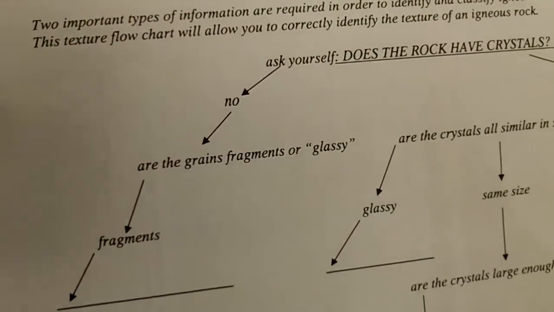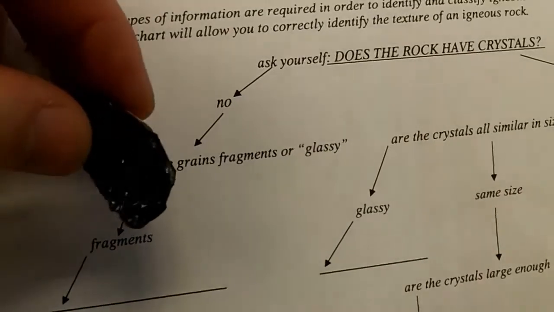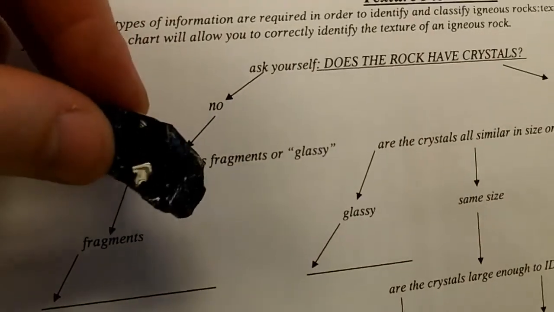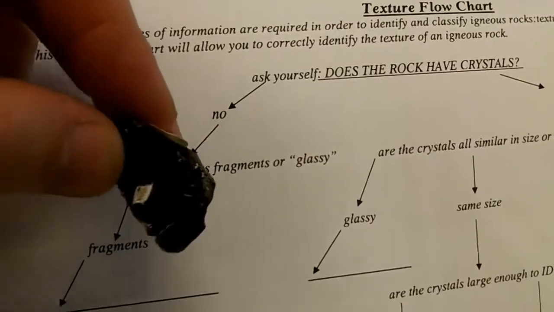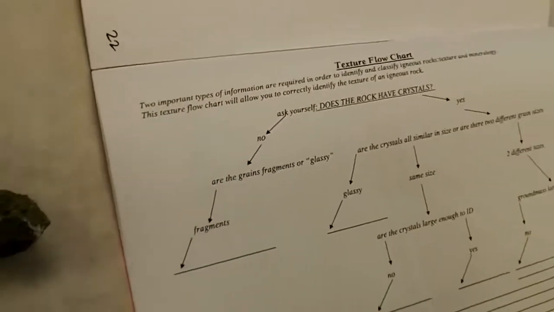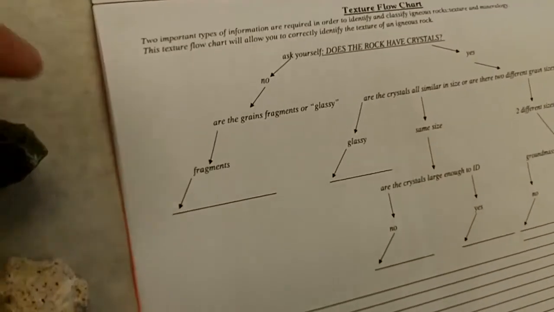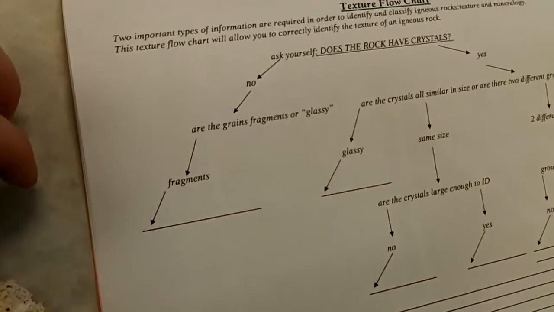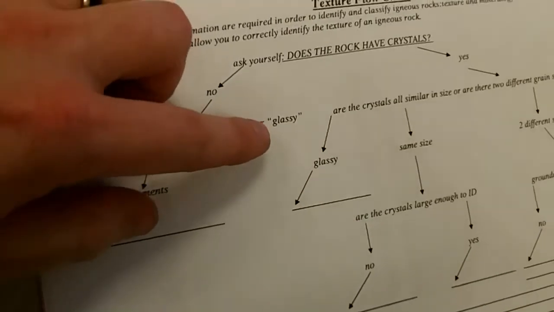Okay. So what do you think? Do you see fragments? What are fragments? Like little pieces? Right, little pieces. Do you see little pieces here, or is this glassy? It's glassy. Good. So now where are we going to go? Down to the fragments. No, we're going to go the other side, to glassy.